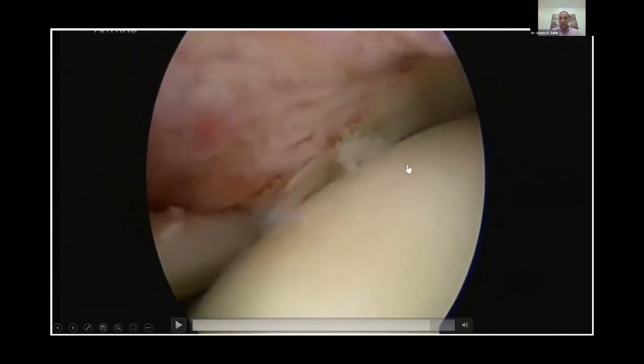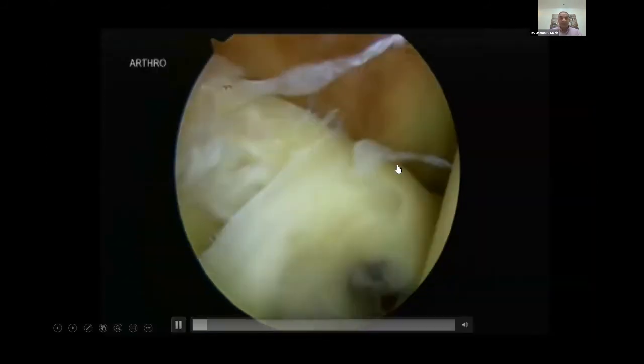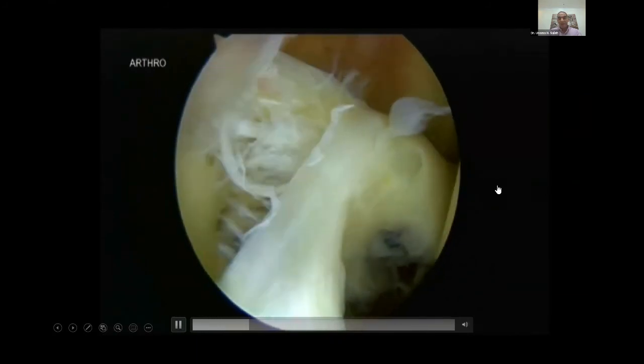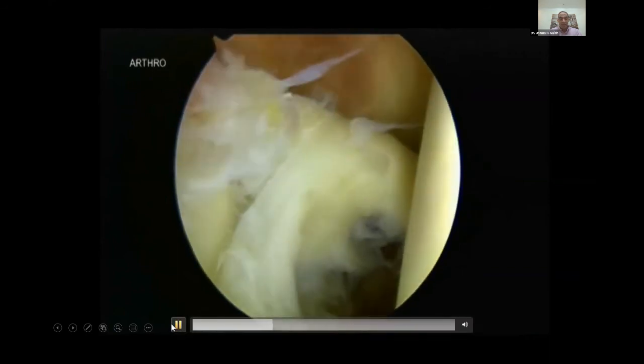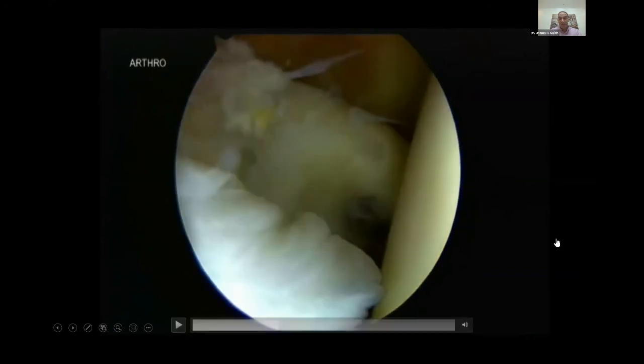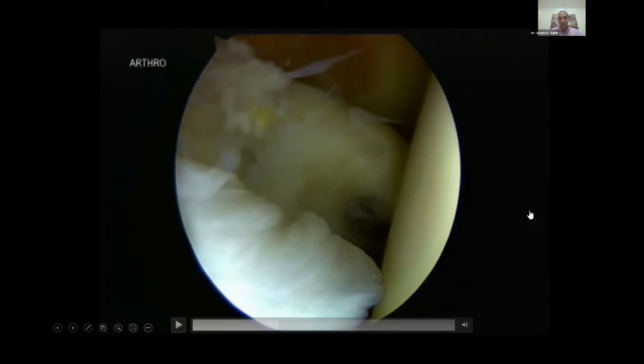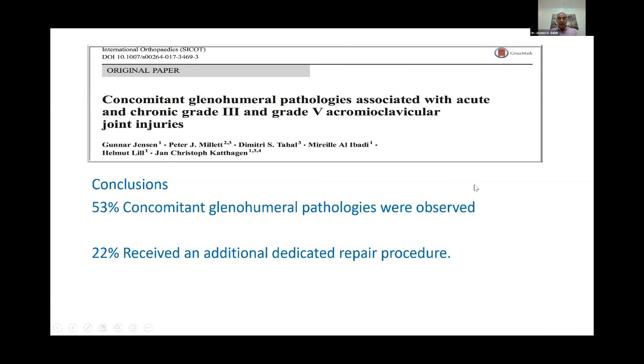But guess what? I'll show you another patient, type 5 AC joint dislocation. Look at the long head of biceps and the superior labrum. And I'm pretty sure if you ignore this kind of injury, the patient will not be satisfied. The results will be completely inferior. And you can easily miss this kind of injury if you do it with an open technique without any arthroscopic assessment.